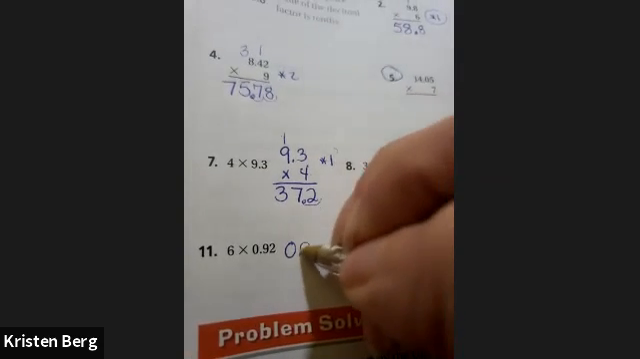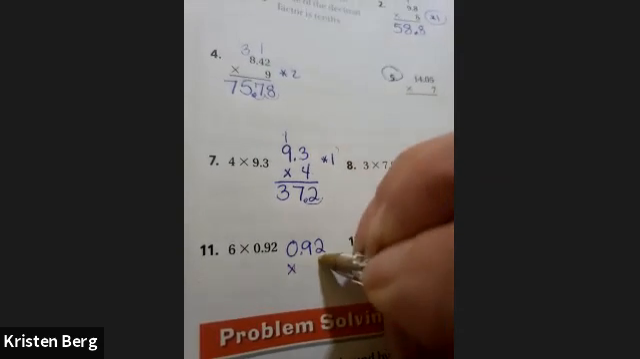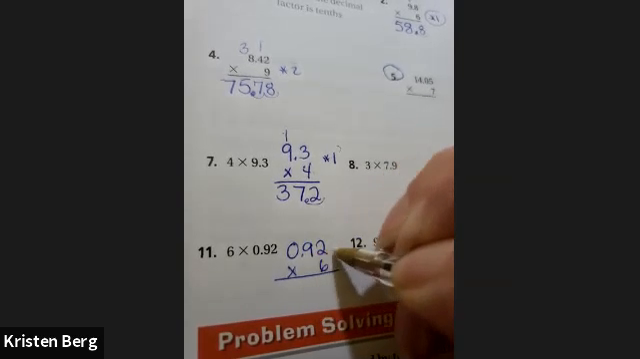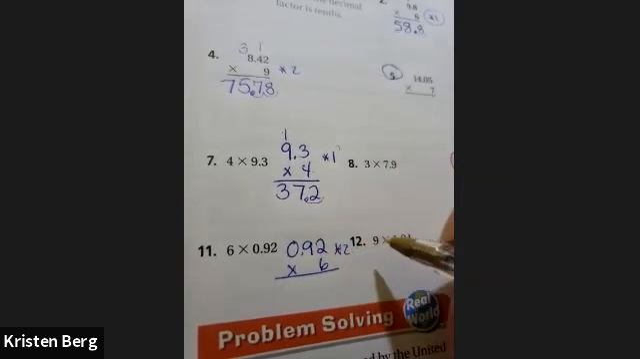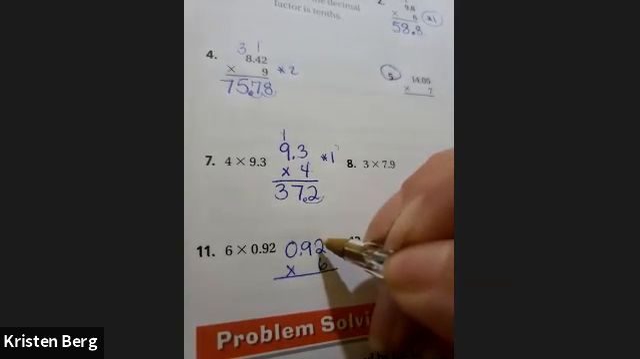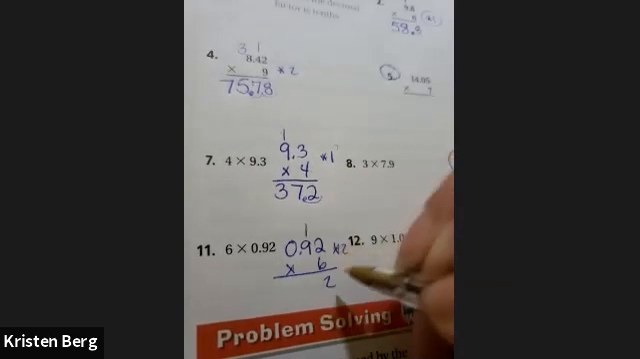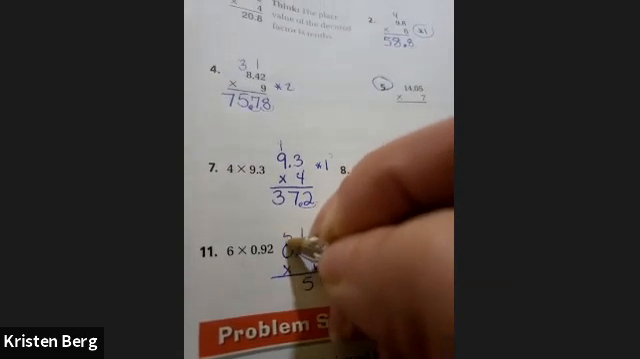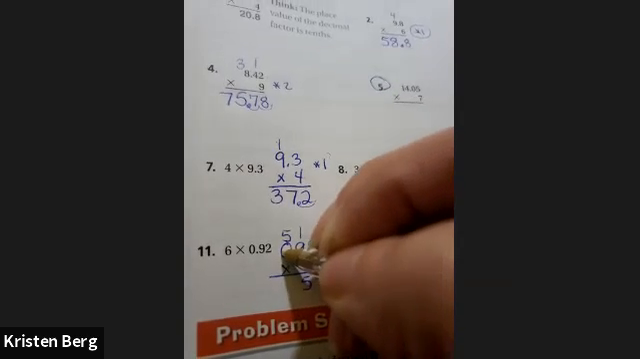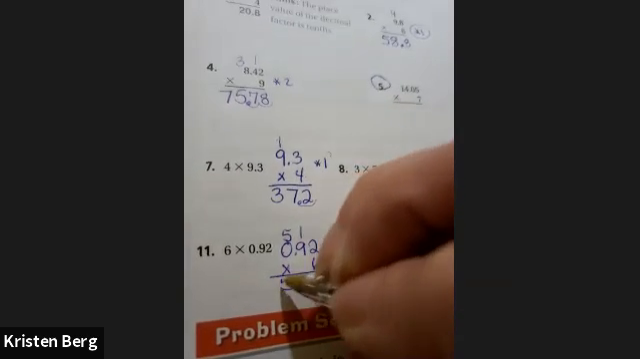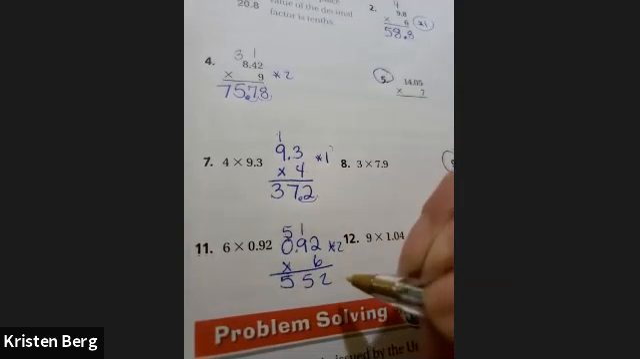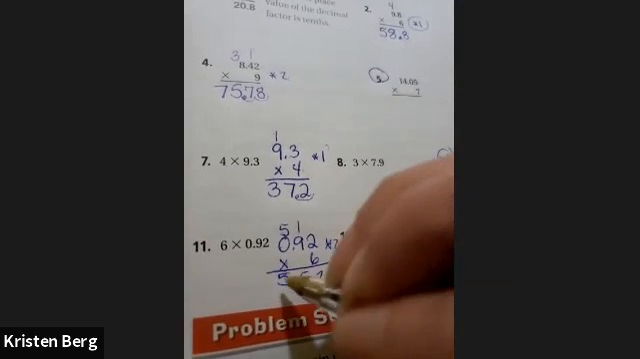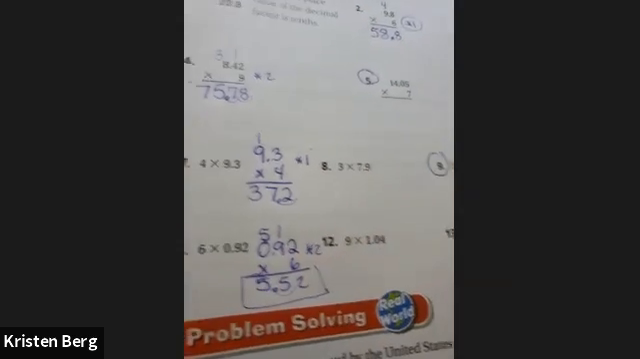So this is 92/100 times 6. Again, how many numbers are after the decimals? There is only 2 numbers here, so I have to move it in twice after I find my answer. So that would be 12, carry your 1. That would be 54, plus 1 is 55, carry your 5. 6 times 0 is 0, plus 5 is 5. And then you move it in 2 places from the back. So your answer would have been 5 and 52/100.